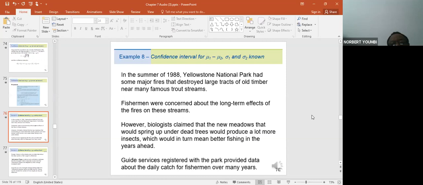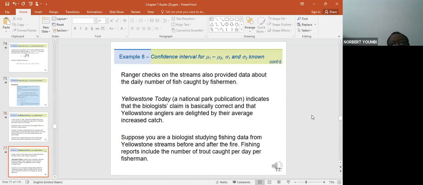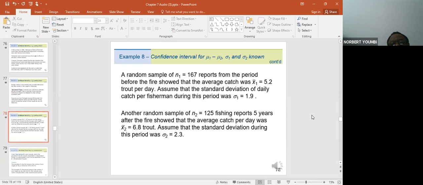Guide services registered with the park provided data about the daily catch for fishermen over many years. Ranger checks on the streams also provided data about the daily number of fish caught by fishermen. Yellowstone today indicates that the biologists' claim is basically correct and that Yellowstone anglers are delighted by their average increased catch. Suppose you are a biologist studying fishing data from Yellowstone streams before and after the fire. Fishing reports include the number of trout caught per day per fisherman. So we have the formula here, and I want us to use calculator.